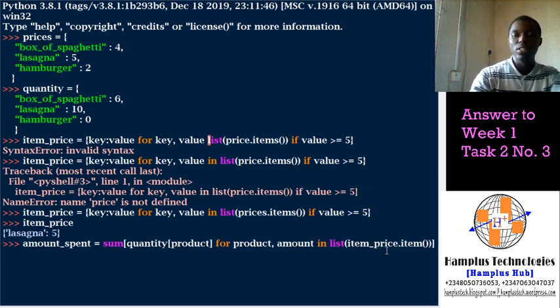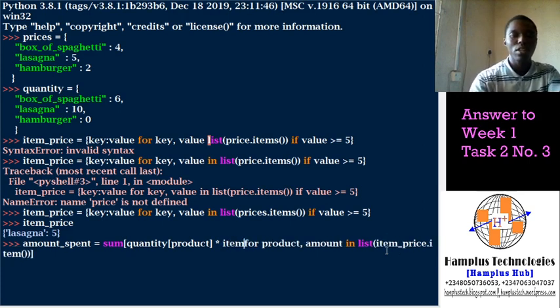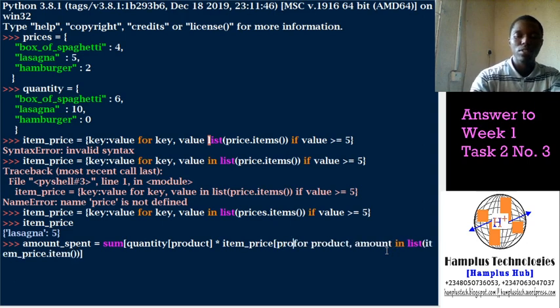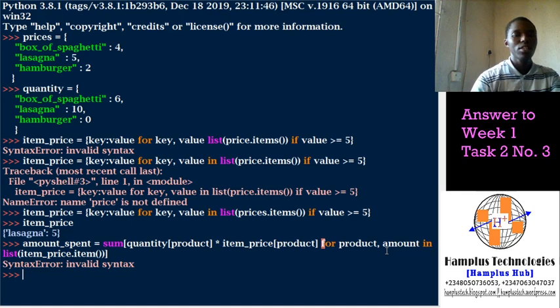So quantity[product] multiplied by the price, item_price[product]. With this, we get the sum.